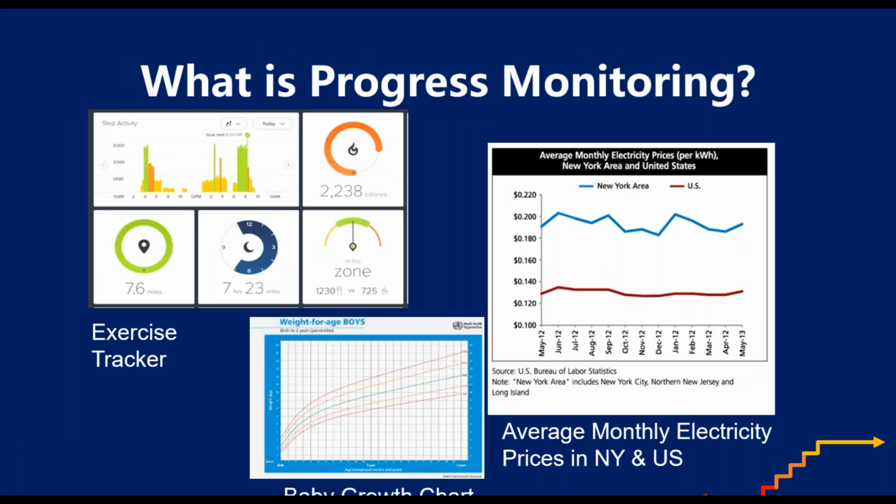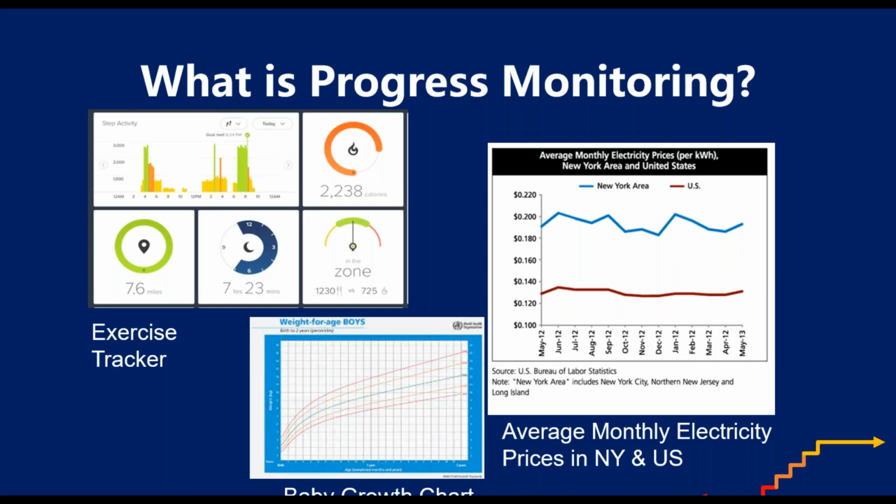So again, these are examples of progress monitoring tools that you are likely more familiar with. I know my Apple Watch gives me graphs like these for my steps. I'm never meeting my goals. But there's also like a baby growth chart or average monthly electricity prices. And so all of these, what they have in common is that they track the same unit of measure over time, so like your steps or your weight. And then we use those to monitor and make decisions, right? That encourages me to be more active during the day.